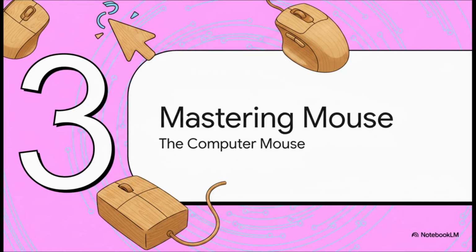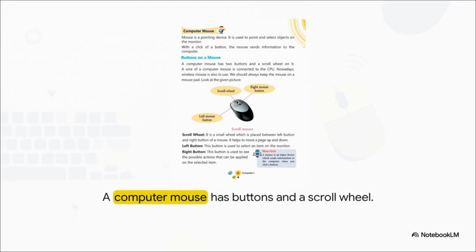Okay, Section 3, Mastering the Computer Mouse. So now that we know how to talk to the computer by typing, we really need to know how to navigate its visual world. A modern mouse is essentially a pointing device, controlling that little arrow on your screen. The source throws in a really cool fact here. It's an input device that sends information to the computer the exact moment you click a button. It has 3 main parts to make this happen: the left button, the right button, and a little scroll wheel sitting right in the middle.